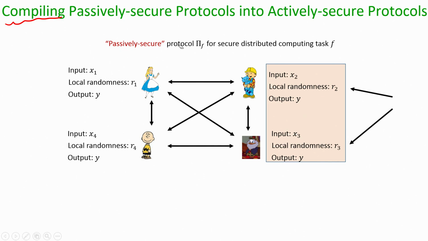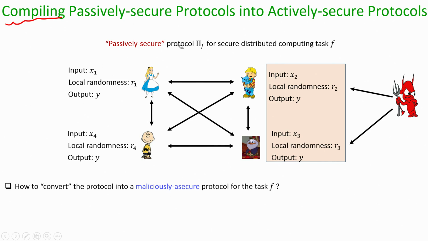Now, imagine I want to compile this protocol in the sense that I want to retain the protocol pi sub f and ensure that the protocol remains secure even if there is an active adversary, a malicious adversary. That means I want to compile this protocol into a maliciously secure protocol. Sorry for the typo, it should be a maliciously secure protocol.